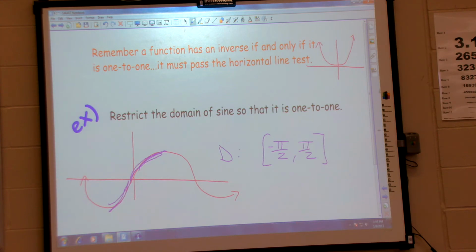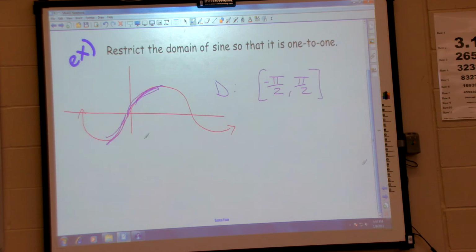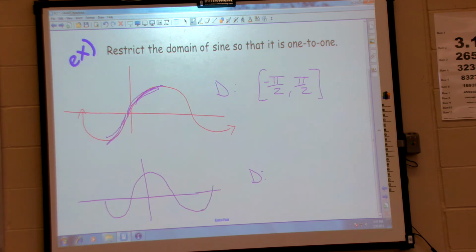We'll go ahead and look at cosine, and see how we could cut it. Where could I cut cosine up so I have the biggest chunk possible? 0 to pi. Because if I have this right here, 0 to pi, does everyone see how that is 1 to 1?